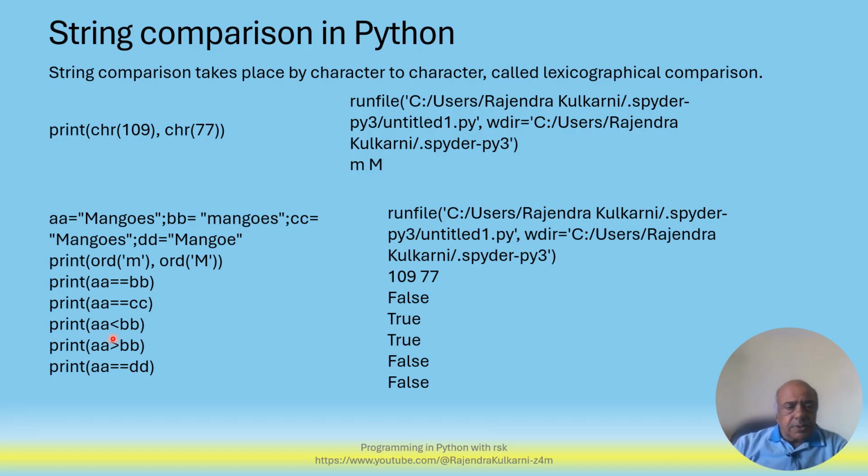Print AA is less than BB. Now AA starts with capital M, which has a value of 77, and BB starts with small case m with a value of 109. So AA less than BB turns out to be true. Naturally AA greater than BB will be false. AA is equal to DD will be false because in mangoes here, the s is missing. So these two are different strings, and it comes out to be false.